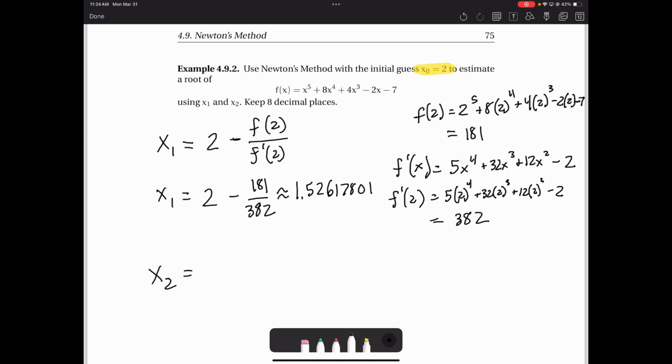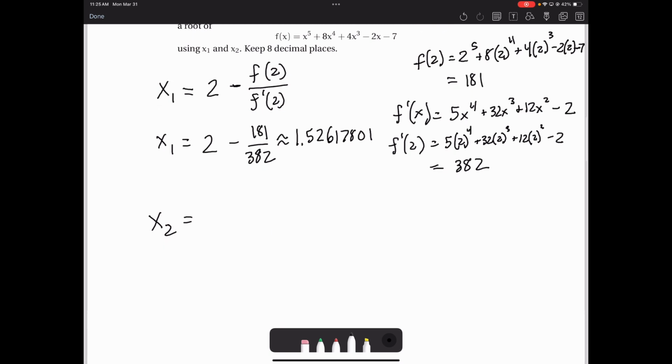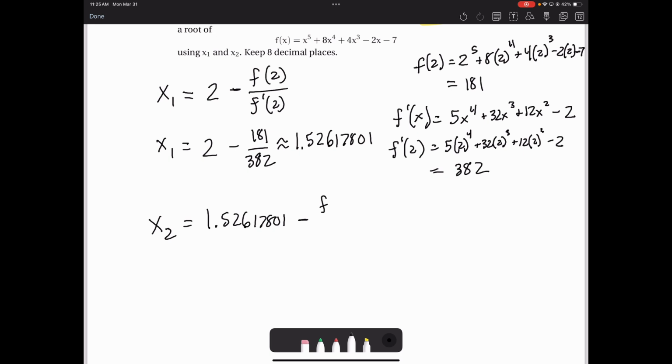So if I'm going to do this again, do I want to just use 2 again? No, because I'll get the exact same thing, right? That's just going to repeat everything that I just did. So I want to use my new guess, 1.52617801. This one's going to be a lot more decimals than the last one. Okay. So minus f of that, f of that, divided by f prime of that, the derivative at this point, at this x value.